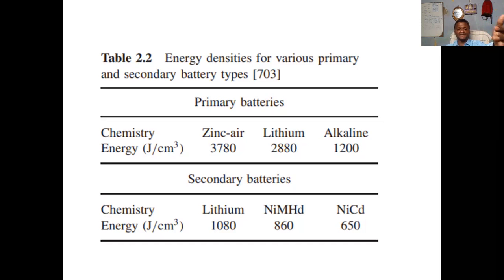So primary batteries are the zinc-air batteries. Its energy storage is 3780 joules per centimeter cube. Actually, by observing, there are three different types of batteries. Out of this, we can always choose the highest one. The first one is called non-rechargeable, and this is the rechargeable.